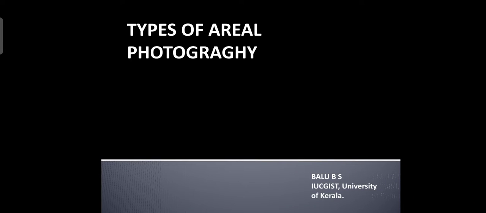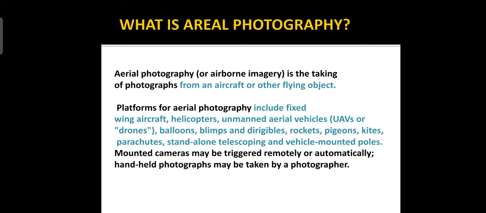Good morning, everyone. In this session, we are talking about the classification of aerial photography, or the types of aerial photography. So, what is aerial photography? Aerial photography is also called airborne imagery. It is the taking of a photograph from an aircraft or a flying object.